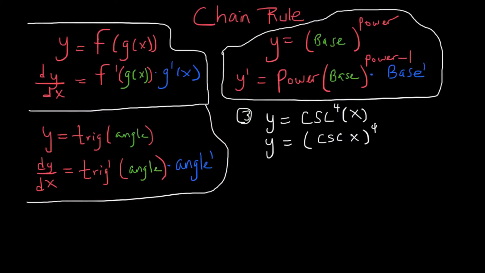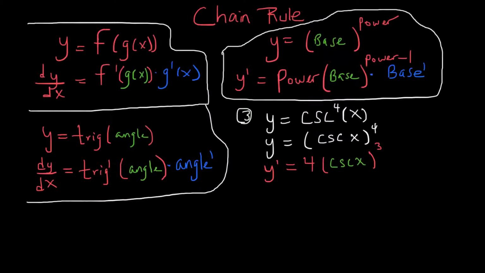And so now I'll use the chain rule, and I'll use this version of the chain rule, because now I can clearly see that I have a base raised to a power. And so it's the fourth power that affects cosecant. It's acting on cosecant. And cosecant doesn't really have much of an effect on the fourth power. So we'll have y prime equal to, bring down the power and keep the base.